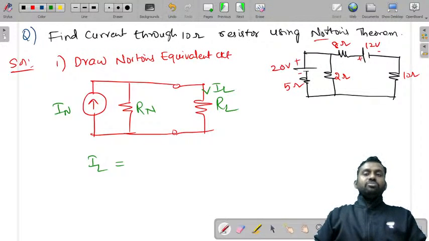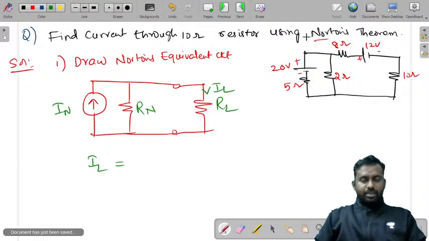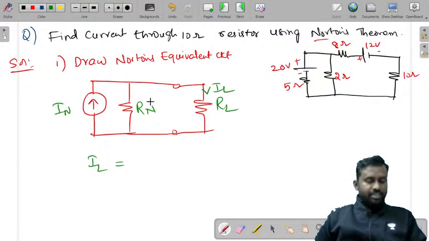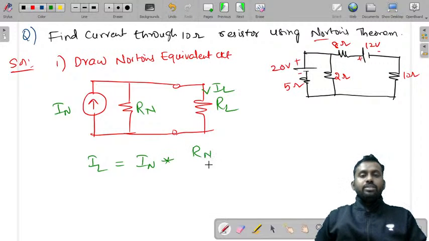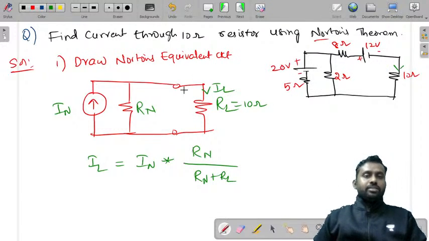But here we are asked to find it using Norton's theorem, so I am applying Norton's theorem. It is not that you cannot find it by using KVL or KCL. So IL is equal to total current into opposite branch resistance by the total resistance. RL value is already 10 ohms because we are asked to find current in this 10 ohm resistor.